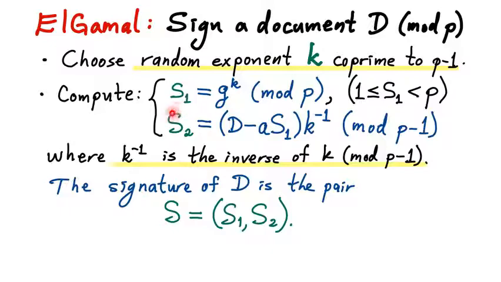The second one is a little puzzling at first. The second one is obtained as follows. You take the multiplicative inverse of k, of the random exponent, which exists because k is coprime to P minus 1, and this is going to happen modulo P minus 1. That is an important distinction. So you take that inverse exponent, and then you take the document minus a times S1.